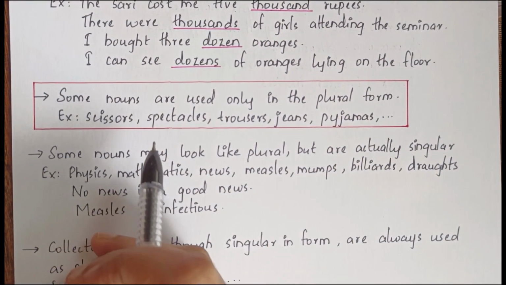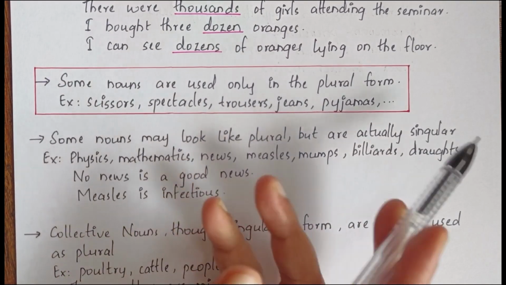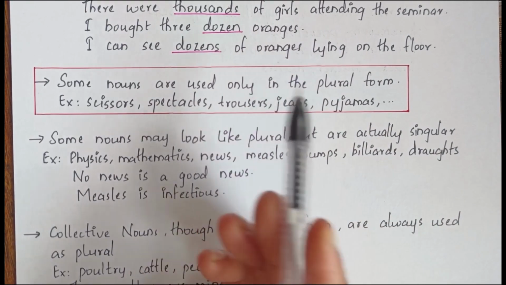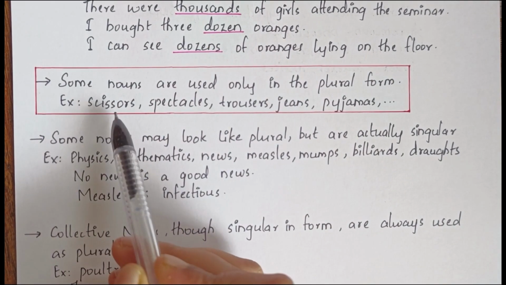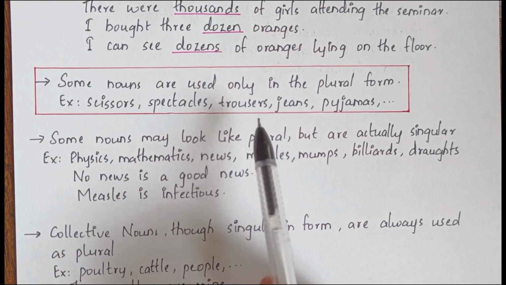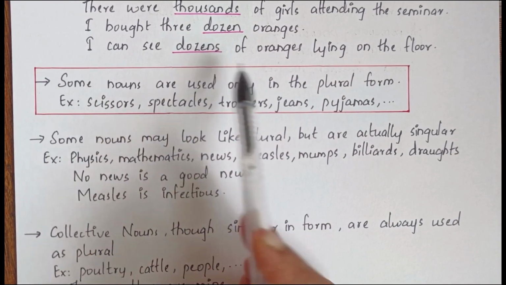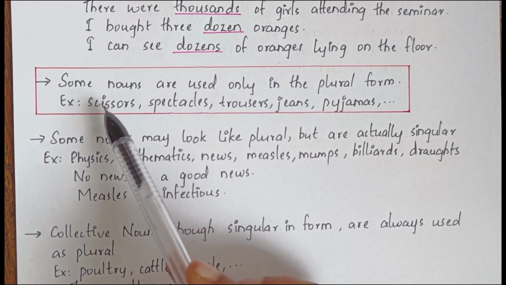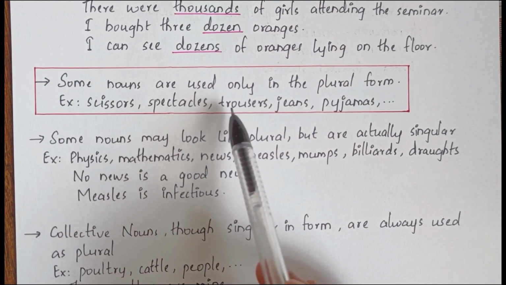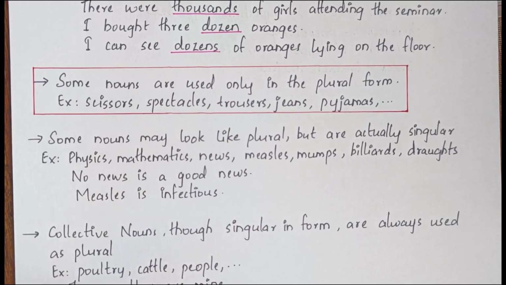The next important point is that some nouns are used only in the plural form. They only have plural form. They are always used as plural form. For example, scissors, spectacles, trousers, jeans, pajamas, etc. This is also very important. You cannot say scissor, it's always scissors. You cannot say trouser, it's always trousers.